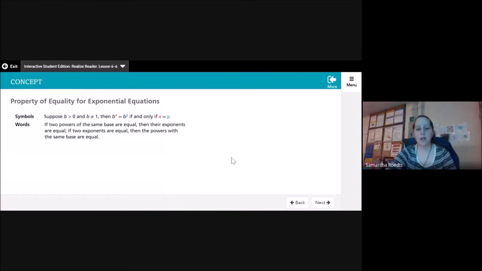Concept: property of equality for exponential equations. In symbols, suppose b is greater than 0 and b can't be 1, then b to the x equals b to the y if and only if x equals y. If two powers of the same base are equal, then their exponents are equal. If two exponents are equal, then the powers with the same base are equal.